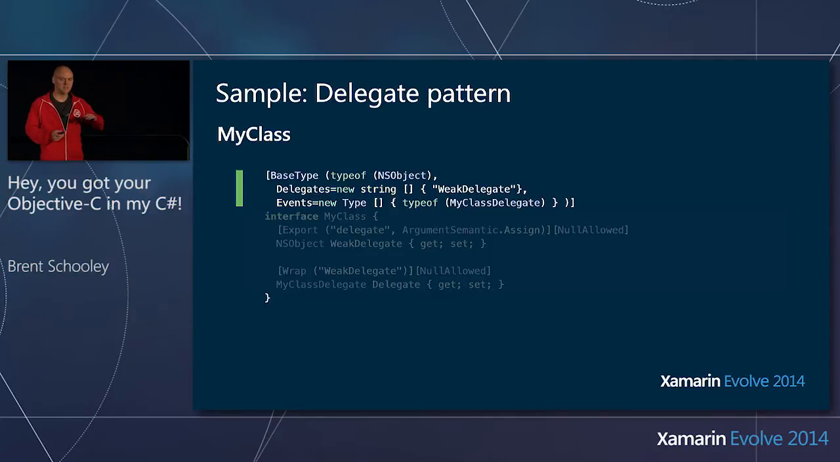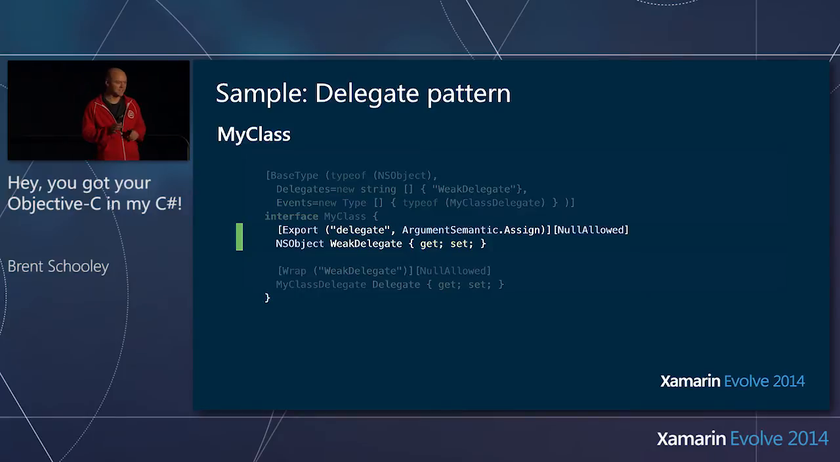The delegate says that this object in Objective-C has a delegate property, or has multiple delegate properties. We want to map that, but what we actually want to do is map it to events. So we're going to say we've got this delegate, and we've got events that are going to get declared out of this myClassDelegate object.